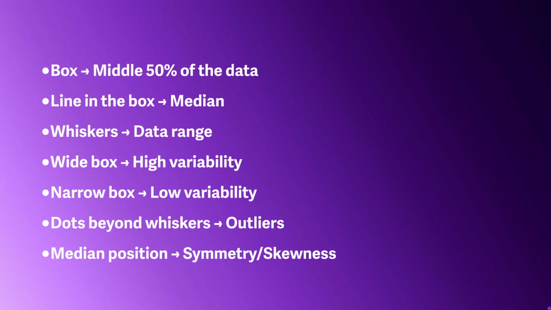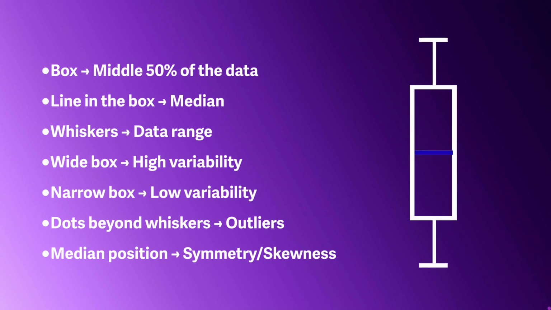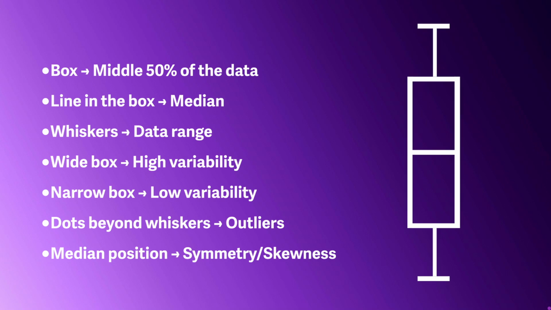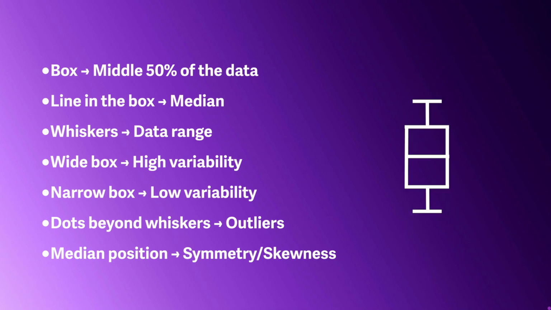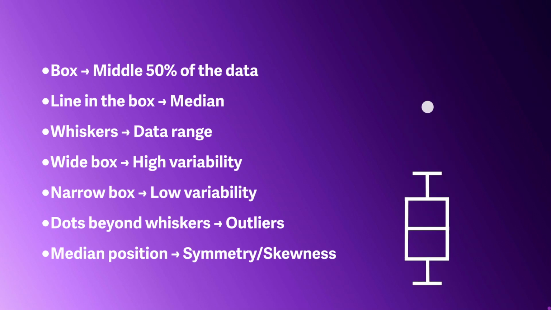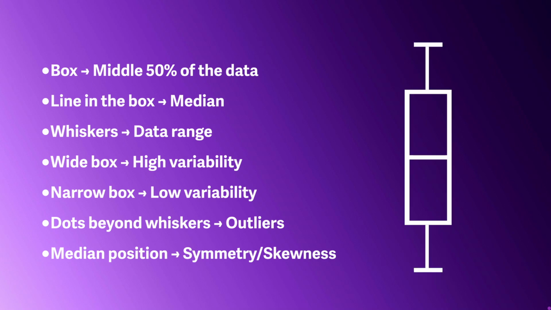To summarize, the box shows where the middle 50% of the data lies. The line inside the box marks the median. The whiskers show the overall range of the data. A wide box indicates high variability while a narrow one indicates lower variability. Outliers appear as individual points beyond the whiskers, and the position of the median helps us understand whether the data is symmetric or skewed.